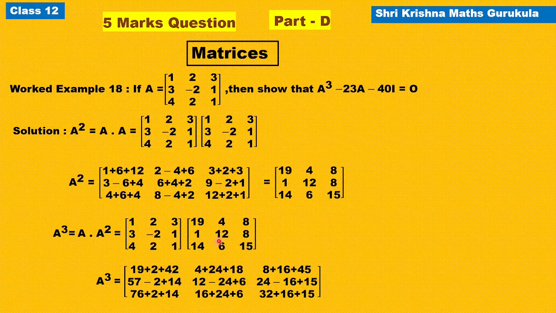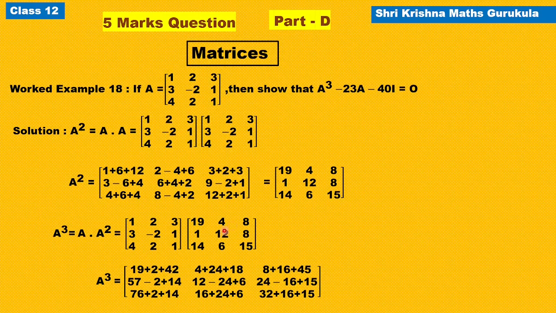Now 3 into 8 is 24. Minus 2 into 8 is minus 16. Then 1 into 15 is plus 15. So it is 24 minus 16 plus 15. Now we are considering third row with first column. So 4 into 19 is 76. 2 into 1 is 2. Then 1 into 14 is 14. So it is 76 plus 2 plus 14.